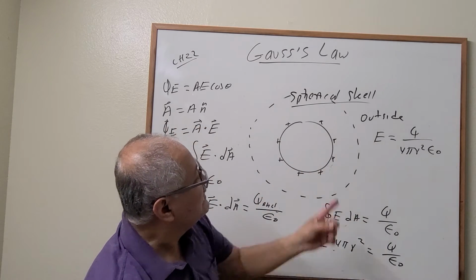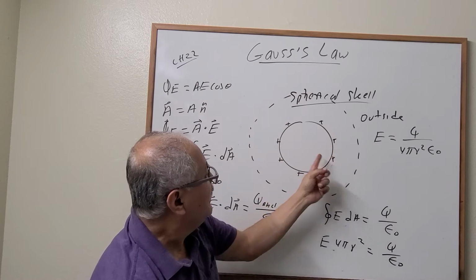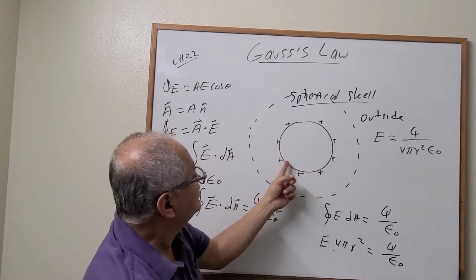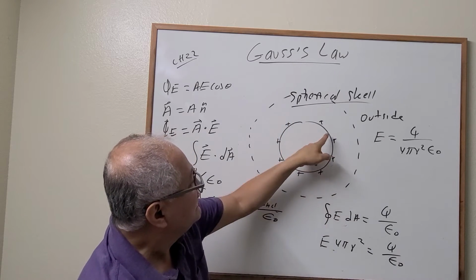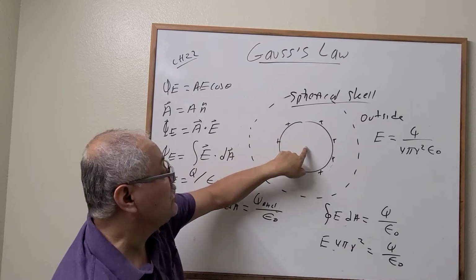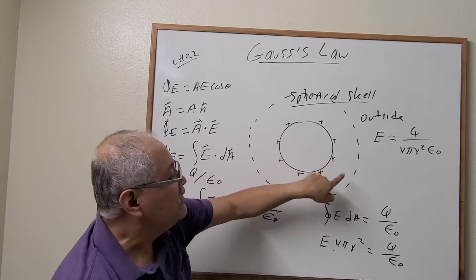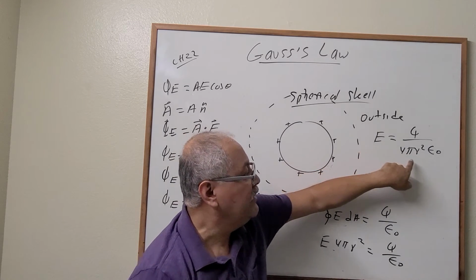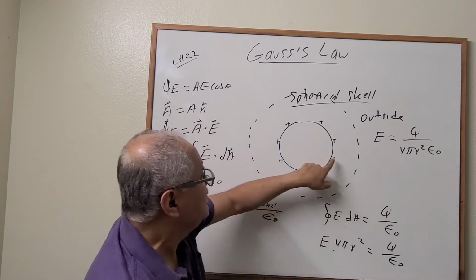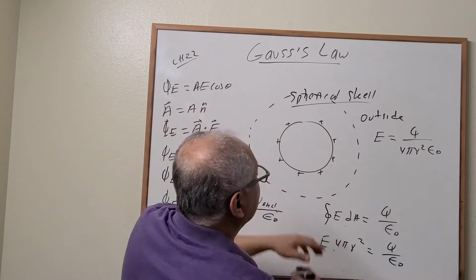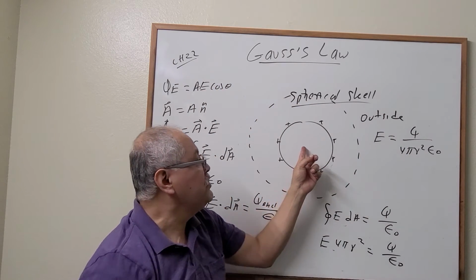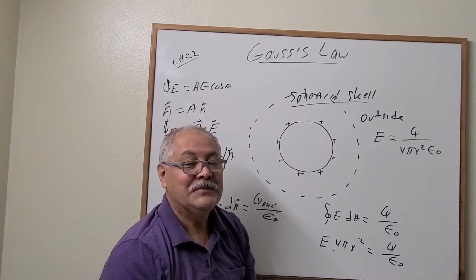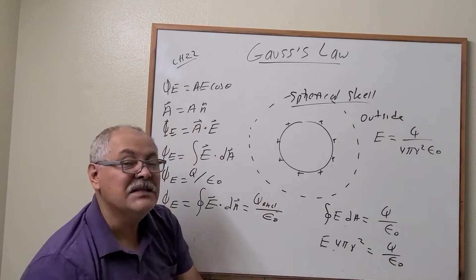This is telling us that this charge behaves as if all the charge is concentrated at the center, because that's the formula for the electric field of a point charge. So when you are far away, it behaves as if all the charge is concentrated at the center. Perfect. Now, what about inside?